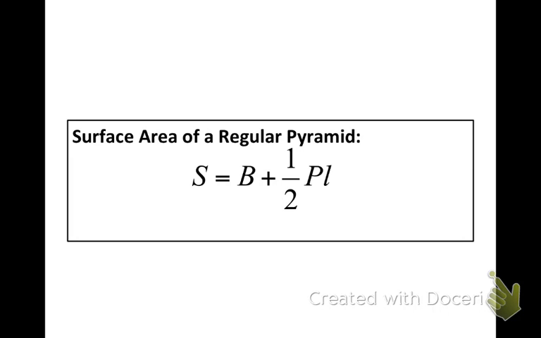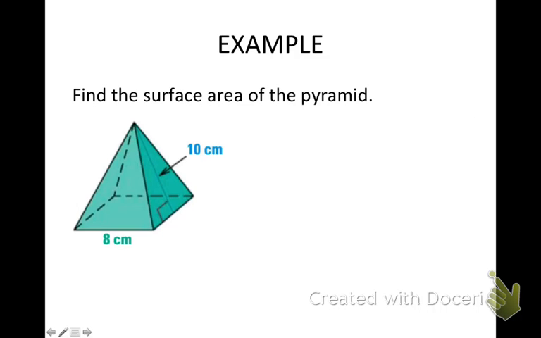So we're still going to organize our thoughts. We're still going to know what big B is, just like we did with our prisms. We still need to know what big P is. But unlike a prism, the only thing I care about to find surface area is the slant height. Okay? Not the normal height. But we might need to know the normal height to find the slant height using the Pythagorean theorem. All right, so let's go ahead and look at this one, see if we got everything we need.